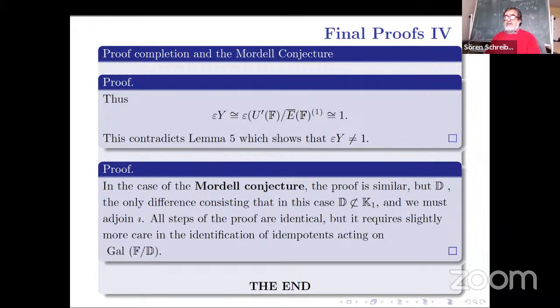Now, in the case of the Mordell conjecture, we have the same thing, but as I said, when you embed D in the p^m cyclotomic extension, you have to adjoin i. And so the idempotents involved in the reflection are slightly different, but the idea of the proof is the same.